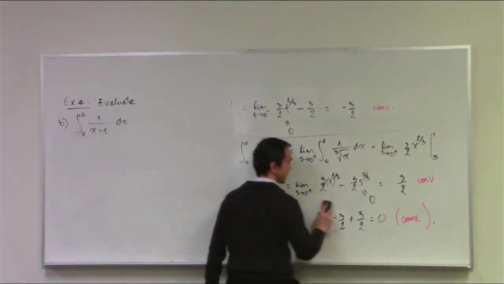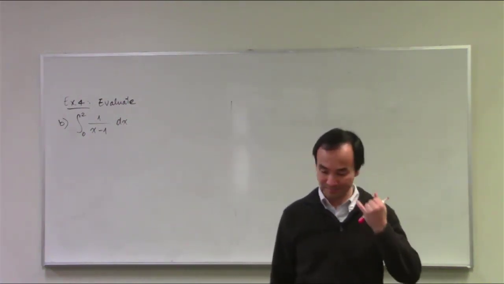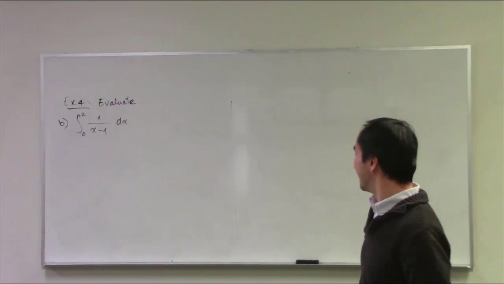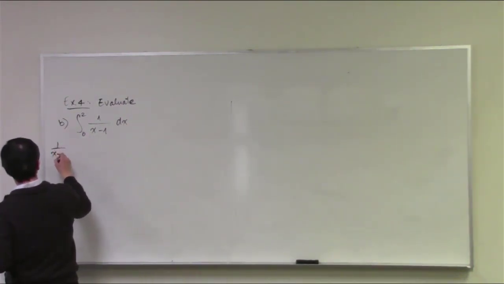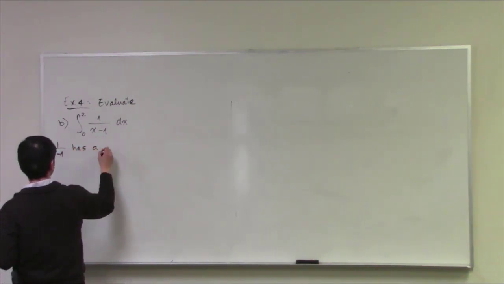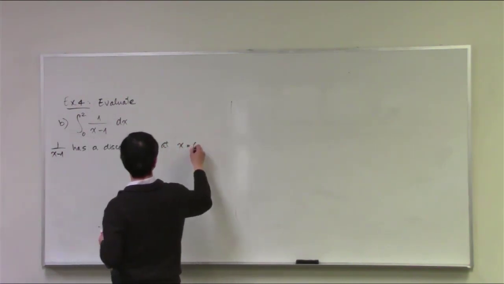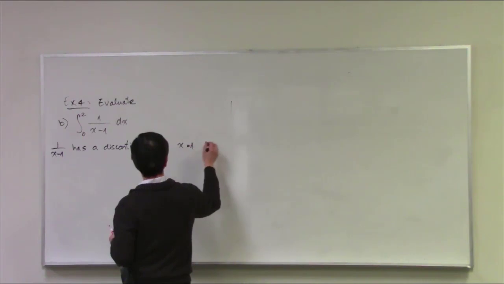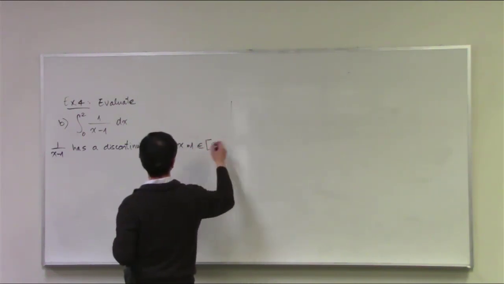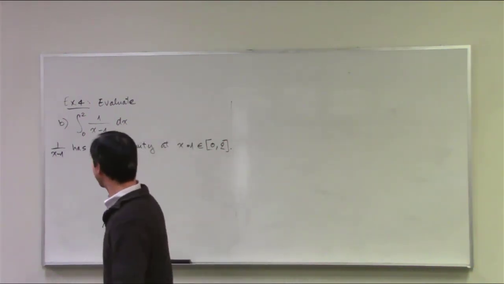Go ahead and spend some time writing it down. Got the problem written down? Just like that, this function 1 over x minus 1 has a discontinuity at x equals 1, oops, I was wrong, that's inside the interval from 0 to 2. That's the problem.